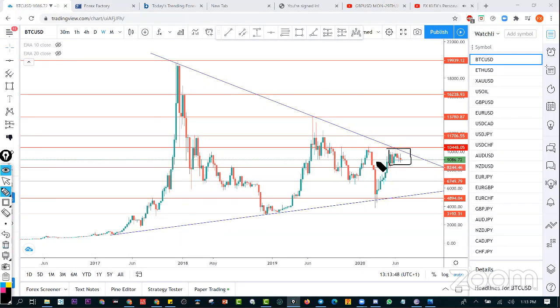Take note, the next key level resistance for Bitcoin acts at the price level of 10,448.05. So you have to keep an eye on that. It's very, very important. Okay.